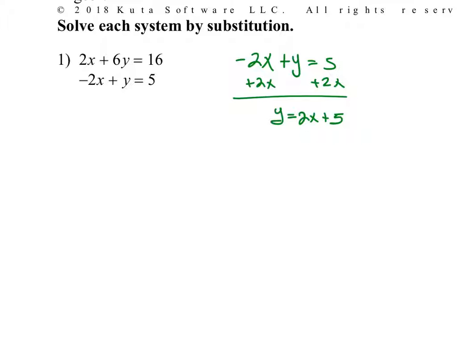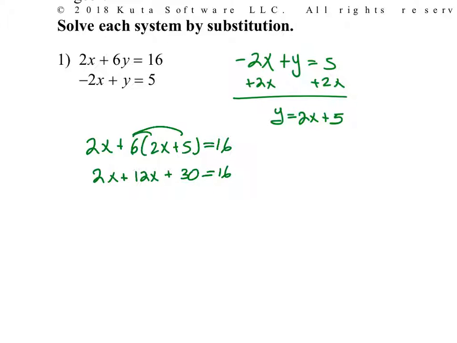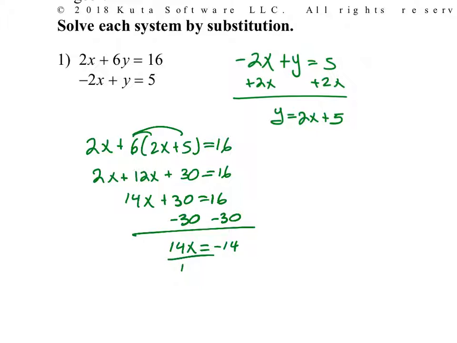So that means that in my other equation, the second equation, I can substitute 2x plus 5 for y. So I have 2x plus 6 times (2x plus 5) equals 16. I'm going to distribute here: 2x plus 12x plus 30 equals 16. Simplify: 14x plus 30 equals 16. Subtract 30 on both sides: 14x equals negative 14. Divide by 14, so x equals negative 1.